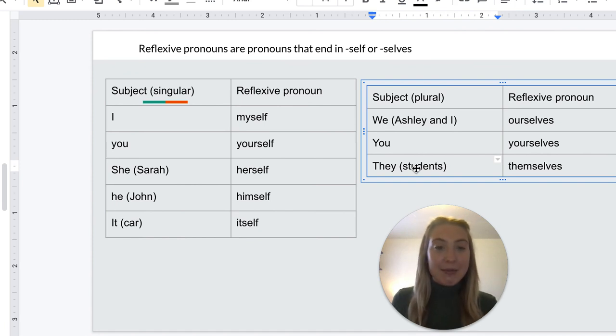So take time, take some notes. Remember, look back at the subject, decide singular or plural, and then find the matching reflexive pronoun.